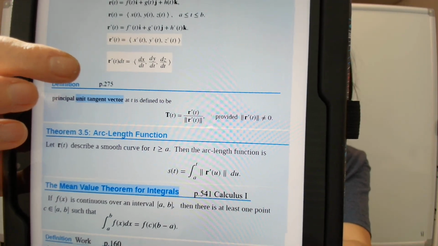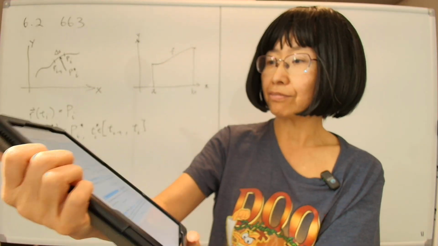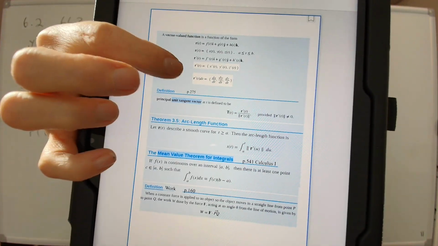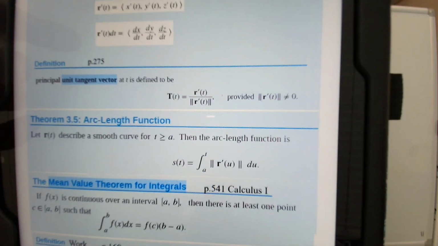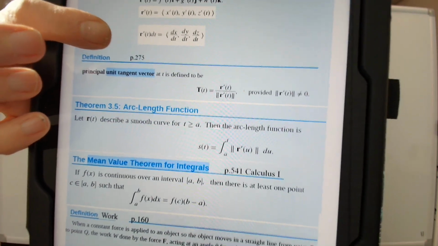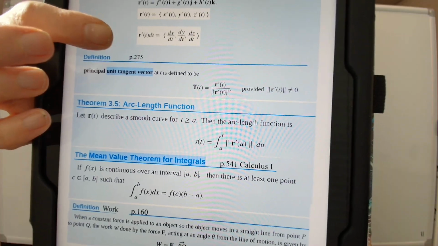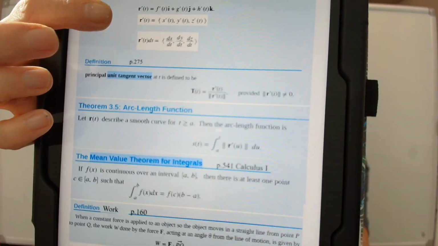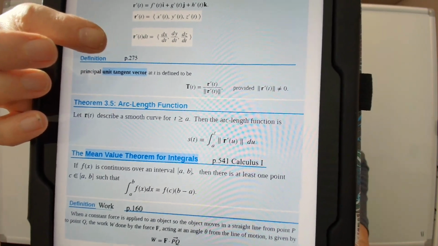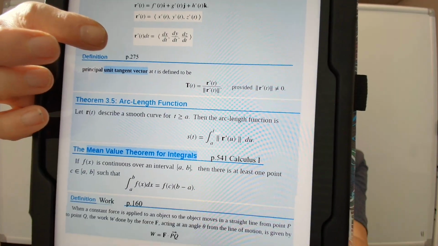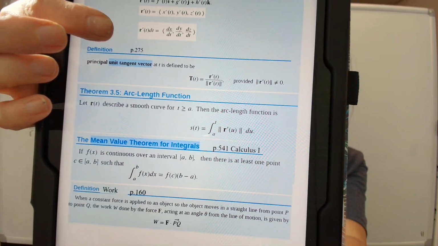Oh, I have a dt there for some reason. Ignore the dt, sorry. I just want to say that r prime of t is also written as dx/dt. That is, x prime of t is the same as dx/dt, and r prime of t is also dy/dt and dz/dt.